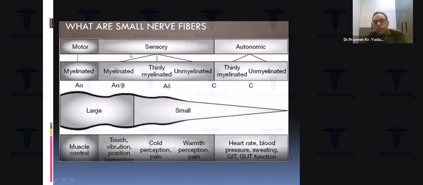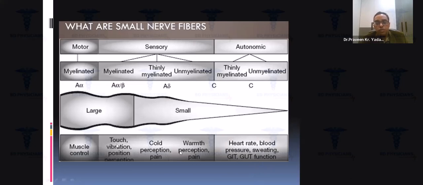Now, just a brief word about small fibers. We all speak about large fibers, and the classical neuropathy is a large fiber neuropathy. So we do not miss a large fiber neuropathy, but a small fiber neuropathy is the one which is usually missed by physicians and other doctors. So what are the small fibers? The small fibers are classically the A delta and the C fibers, and they control pain and temperature as well as the autonomic system.